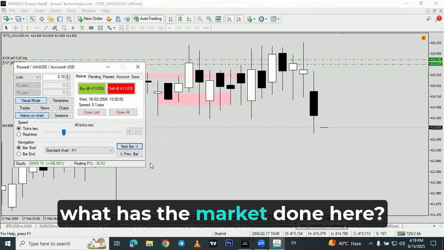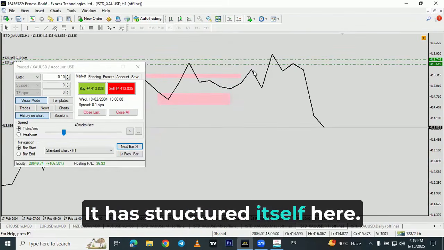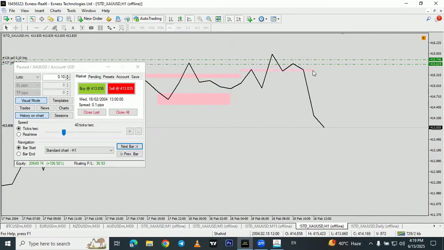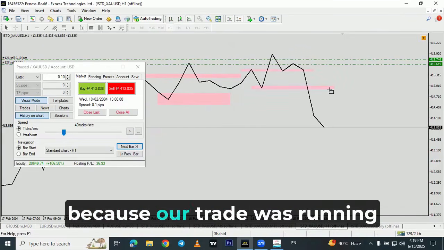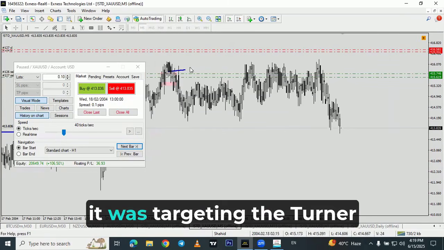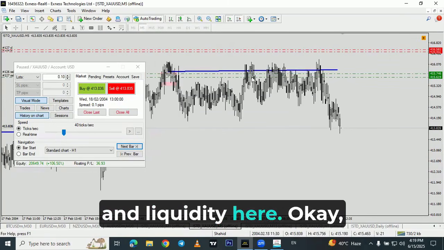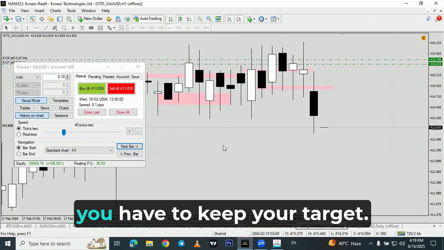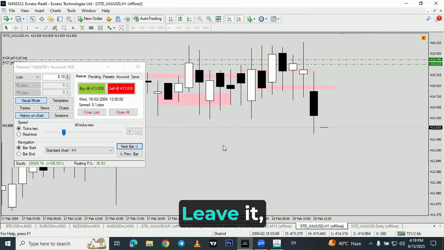Next bar, next bar, next. Look, what has the market done here? It has structured itself here. Look, the confirmation of the structure has come on H1 buy side and sell side, because our trade was running with the 5-minute which we had set up. Look, it was targeting the liquidity here. Okay, our target was a little above, so don't worry, leave the spread. You have to set your target.